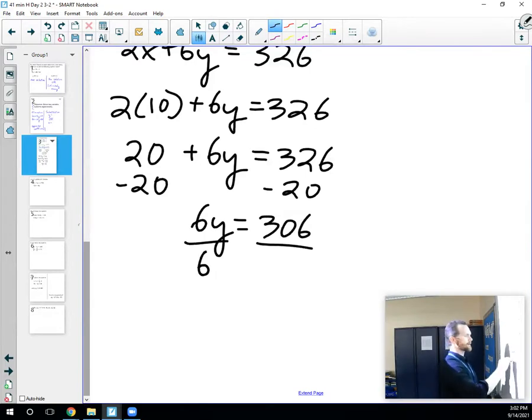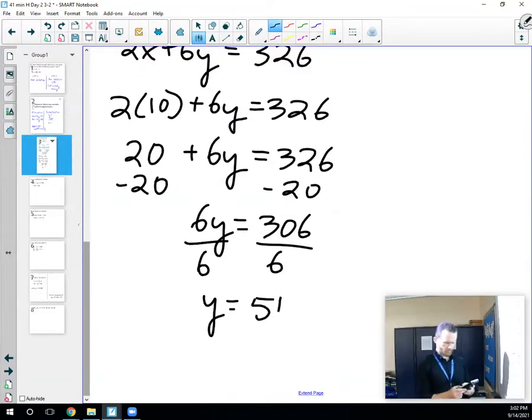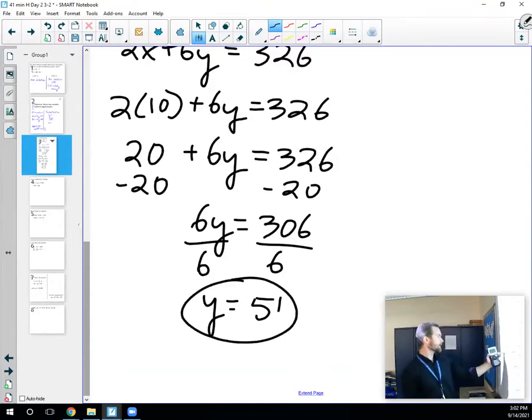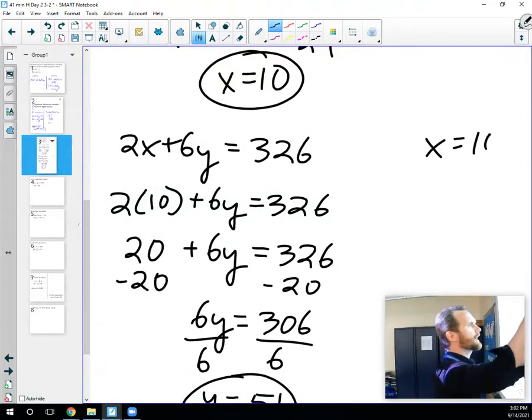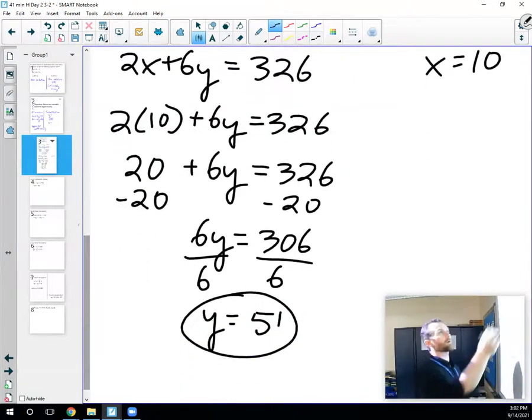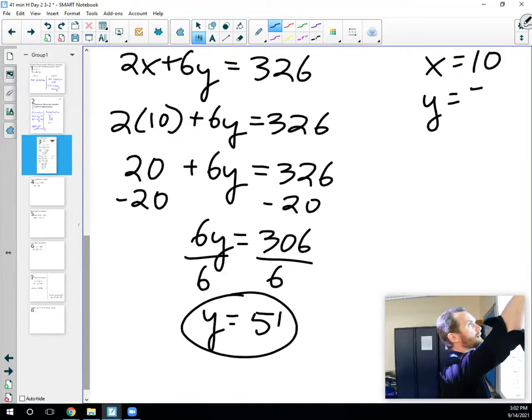Divide everything by 6 to get y by itself. And we get y equals 51, if I'm not mistaken. Let's double check that. 306 divided by 6. Yep, 51. So y equals 51. So let's put our answer together a little bit more organized. So x equals 10 and y was 51. Yeah, y equals 51. That's our final answer.